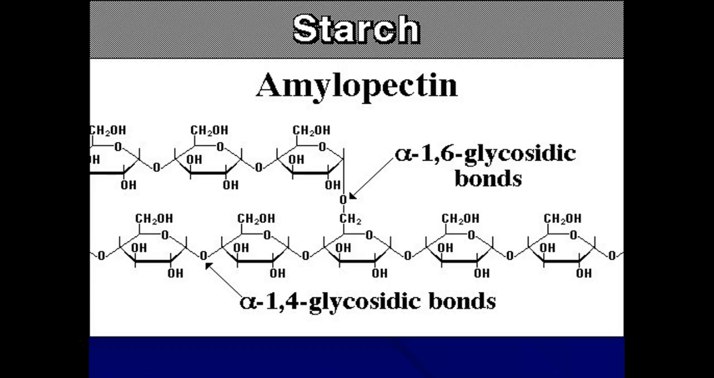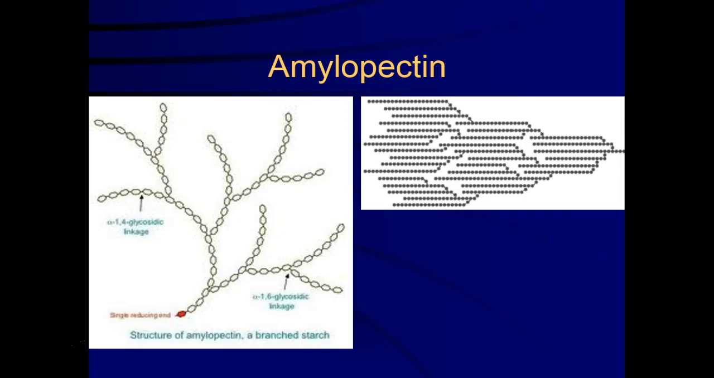So 2 bonds for it, alpha 1 to 4 glycosidic linkage, and a branching bond, alpha 1 to 6 glycosidic linkage. And again, the branching occurs about 1 out of every 25. Now I love this little picture here of amylopectin, and you can see that the branches have the branches have the branches.